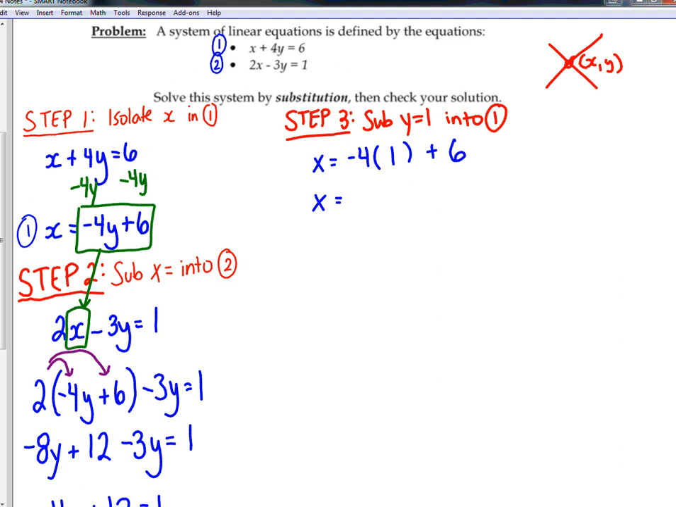Negative 4 plus 6? 2. So we got x equals 2, y equals 1.